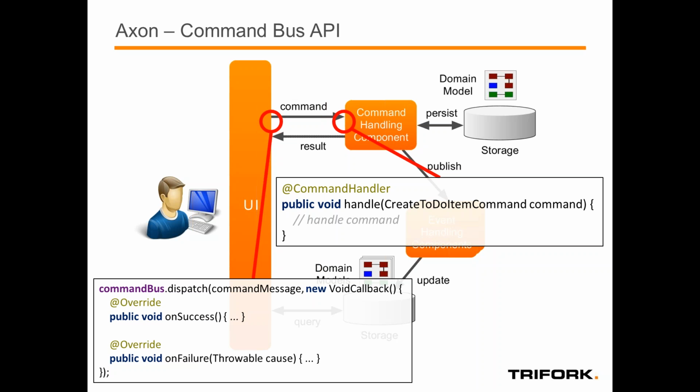On the other side, all we need to do is annotate a method with @command_handler, and then the parameter of that method will indicate what type of command should be forwarded to that specific handler. And Axon will automatically register that with the command bus and make sure that when a component dispatches that specific type of command, it will end up in that handler. Whether it's on the same machine or not, that doesn't matter.